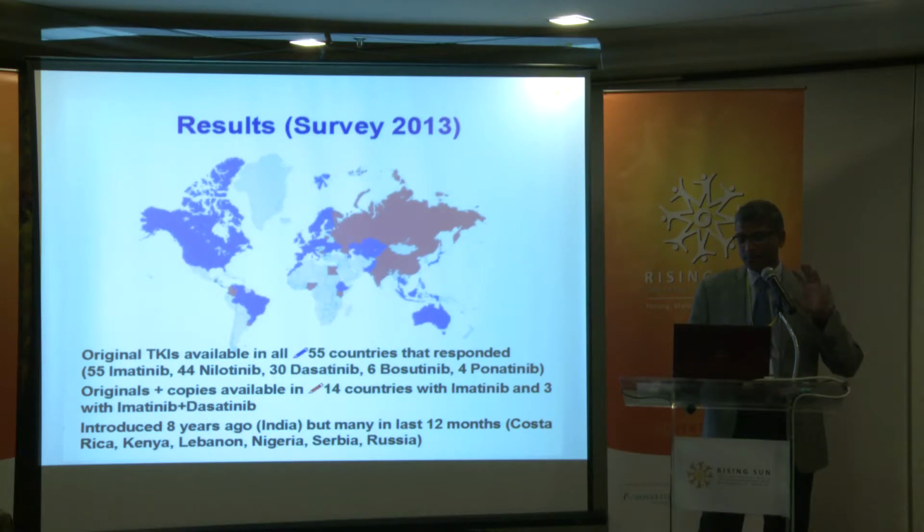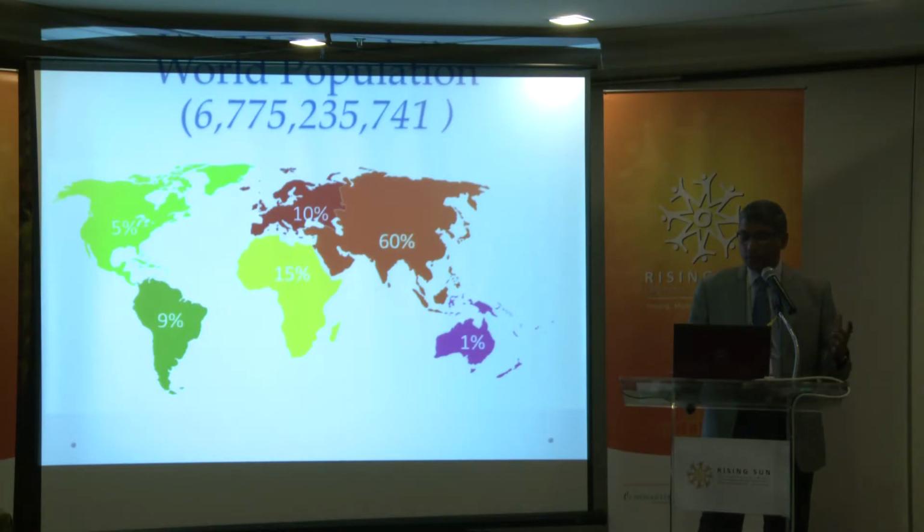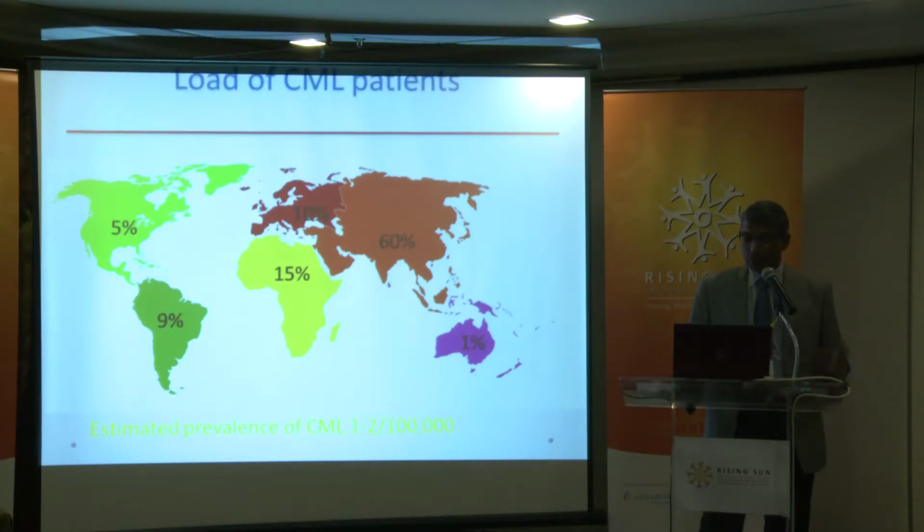This was a chart. The ones in red are the ones that have both the innovator brand and the generics available. If you look at the population, which is 6 billion, you are looking at the load of CML patients. About 60% of the CML load comes from the Asia Pacific region. Of course, Australia is an outlier over there, but 60% of the CML patients come from this region. So there is a need for availability of more drugs to these patients, and many of them cannot access the innovative drug or are not covered by insurance policies.